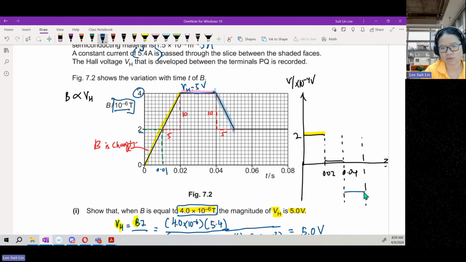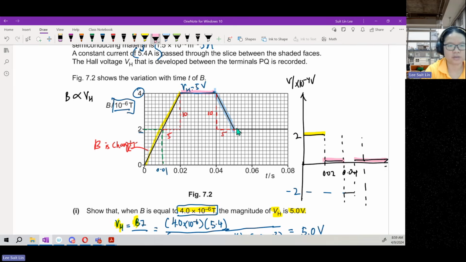So this one, the dot, negative 2. And then after that, constant. This negative 2 is not going to last just until here, 0.05, and then after that, constant. So the shape of the graph will look like this.